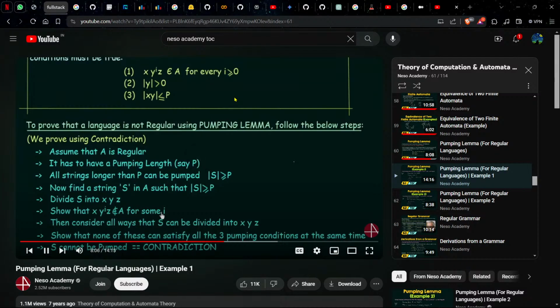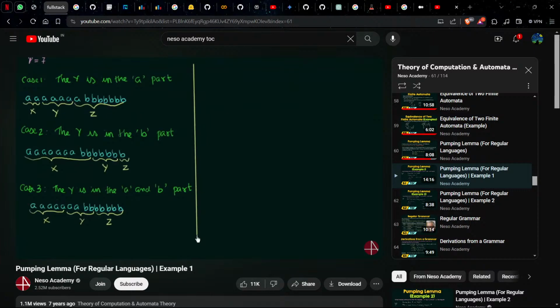x y raised to i z does not belong to A for some i. So let us do this. Okay, so coming to the first case, let me draw a line here, and let's do this case number 1. So for the first case, let's take any x y i z. So here let me take my i to be 2. That means x y square z. That means I have to repeat my y part twice. So this is the first case I'm looking at.